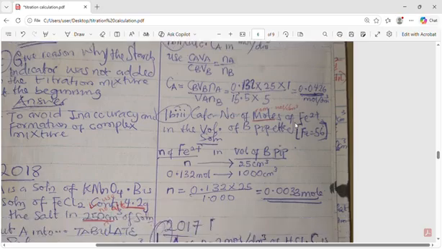Now the next one: calculate the number of moles of iron 2 ion in the volume of B pipetted. I said earlier that when they say number of moles of iron 2 ion, you write it out: the number of moles of iron 2 ion in volume of B pipetted. What I'm looking for is number of moles, I'll write it as N. Then in volume of B, remember B is always 25, so just write 25 cm3.